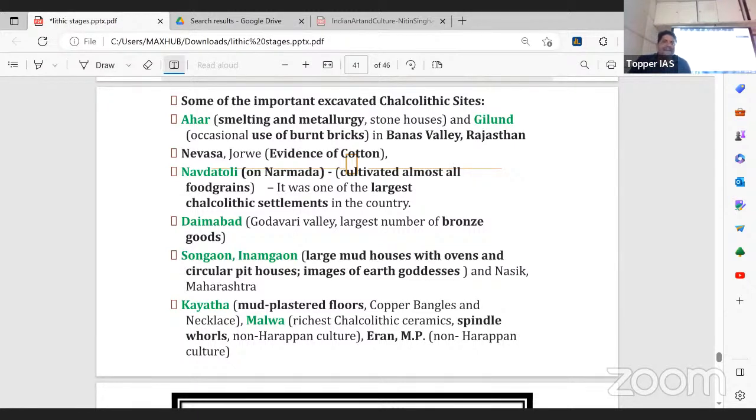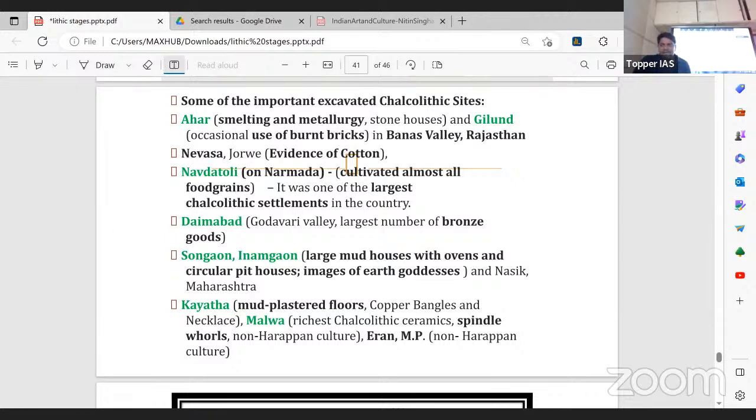So Nevasa, Maharashtra. Then Nauda Toli on the Narmada, which cultivated almost all food grains, the largest Chalcolithic site. Then Daimabad in the Godavari Valley, with the largest number of bronze goods. Then Songaon, Inamgaon, Kayatha, and Malwa in Madhya Pradesh. So these are the important ones, some more are there.